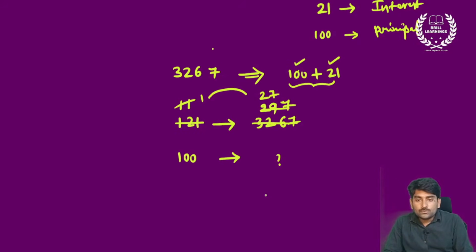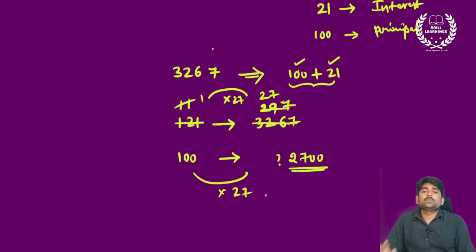So this 1 becomes 27, means it gets multiplied by 27. That means I have to multiply here also by 27, so that I will get the principal amount. This is my principal amount.